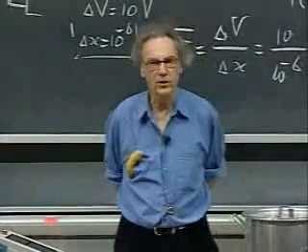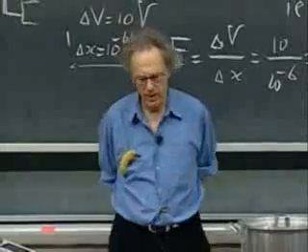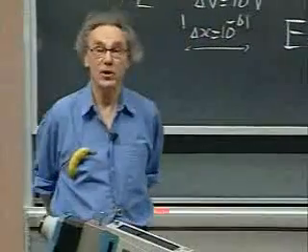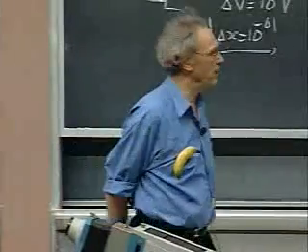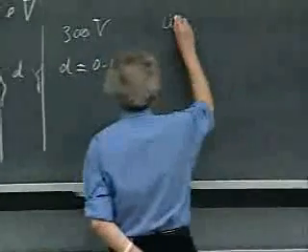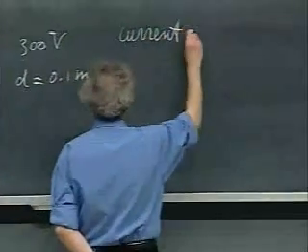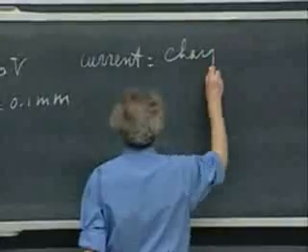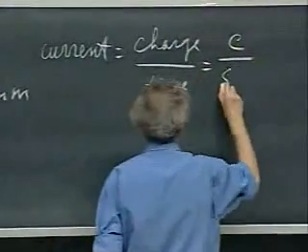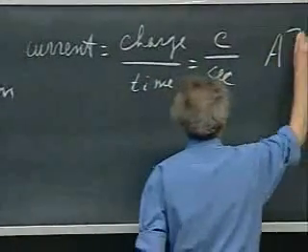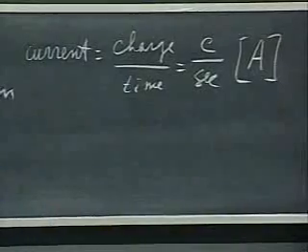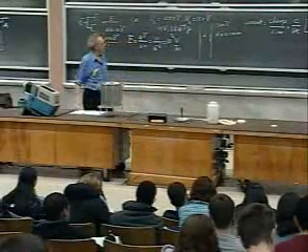Now, of course, high voltage alone doesn't necessarily kill you. What matters is not so much the voltage to get killed, but it's the current that goes through you. And current is charge per unit time. And so in SI units, it would be coulombs per second, for which we write a capital A, which stands for Ampere, the Frenchman who did a tremendous amount of research in this area.